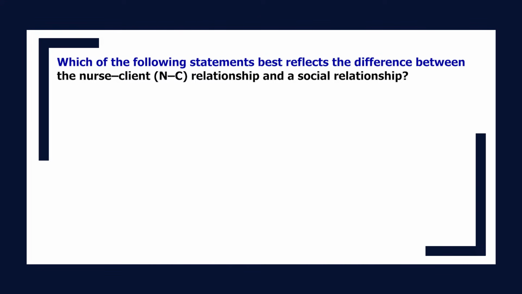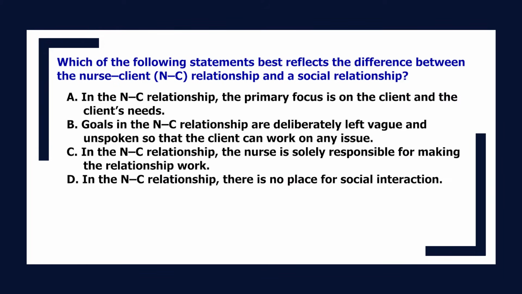Which of the following statements best reflects the difference between the nurse-client (NC) relationship and a social relationship? A. In the NC relationship, the primary focus is on the client and the client's needs. B. Goals in the NC relationship are deliberately left vague and unspoken so that the client can work on any issue. C. In the NC relationship, the nurse is solely responsible for making the relationship work. D. In the NC relationship, there is no place for social interaction.